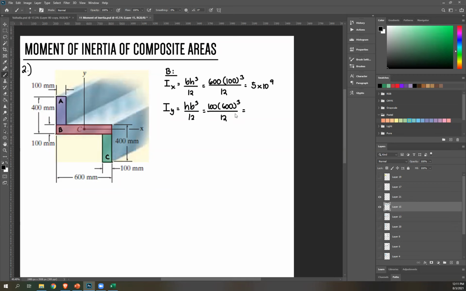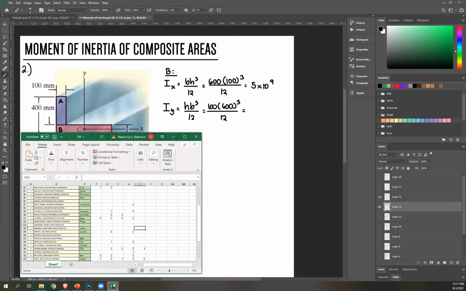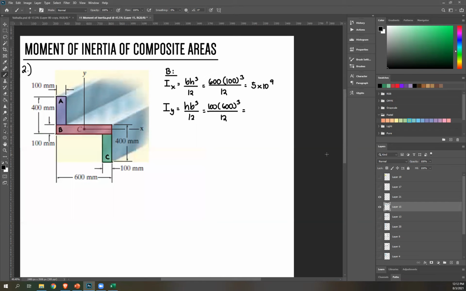Fred J. Lau, and Gab. Francisco Chua Legado. It's 1.8 times 10 raised to 9. Okay, we're done with block B or rectangle B. Now we'll move on to rectangles A and C.